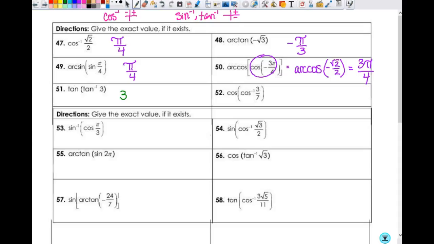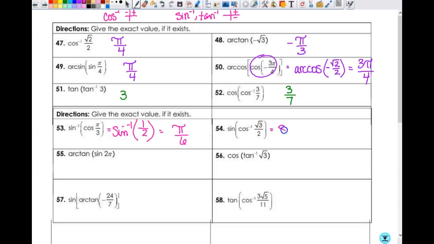Cosine of the cosine inverse. Well, I can take the cosine inverse of anything between negative 1 and 1, and this is positive and less than 1, so I'm good. So that means that this here gives me 3/7, and it's that easy. For these down here, when they're mixed, you have to work from the inside out. So I want the sine inverse of the cosine of pi thirds. Well, the cosine of pi thirds is 1/2, and then the sine inverse of 1/2 is pi sixths. That's my answer.